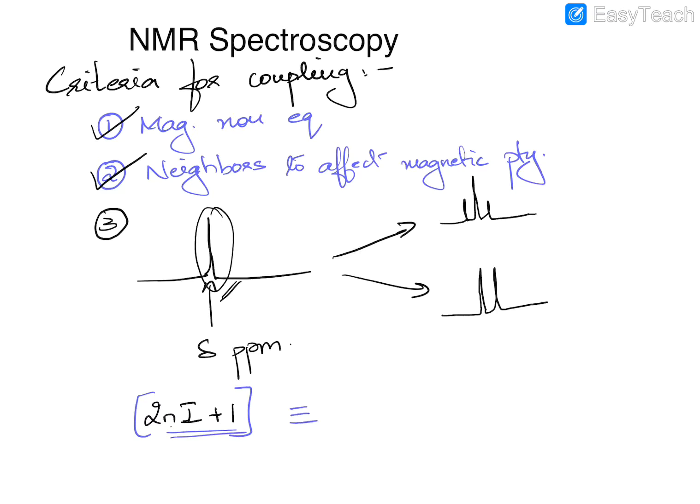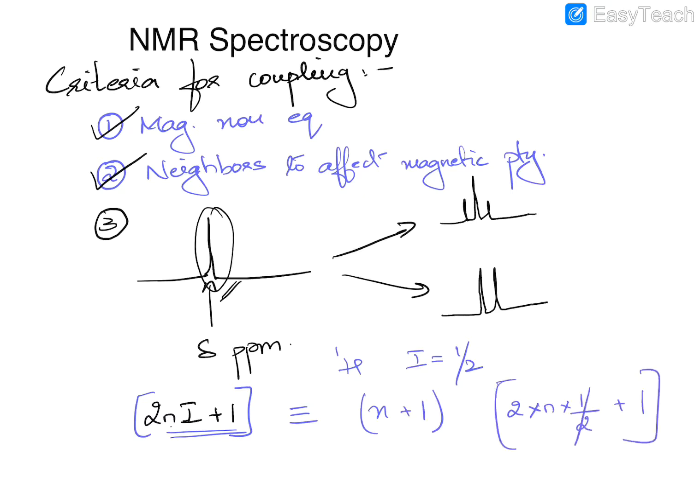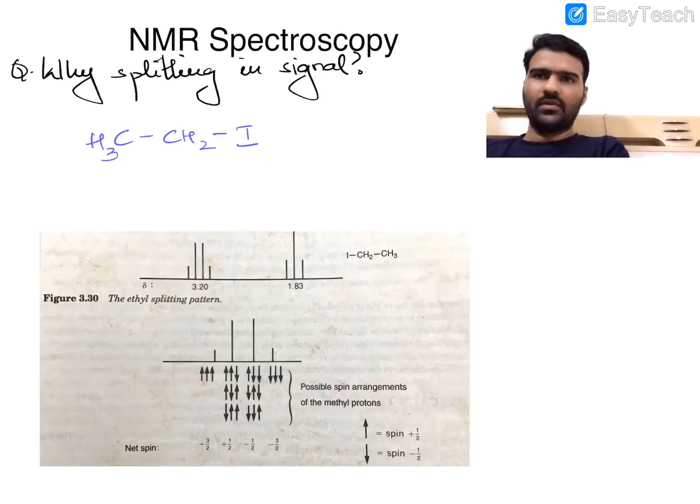This formula empirically gets reduced to just n plus 1 in the case of proton and other nuclei where the I value is exactly half. Because when you substitute I is equal to half in this formula, you get 2 multiplied by n multiplied by half plus 1, and this just gets reduced to n plus 1. So if you see the empirical formula of n plus 1 in standard books, that can help you make a prediction of how many peaklets you would get for a certain peak when it couples. Remember that this is a simplification from the formula that holds universally, which is 2nI plus 1.